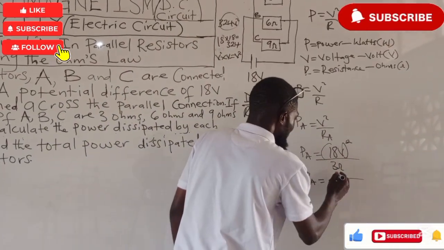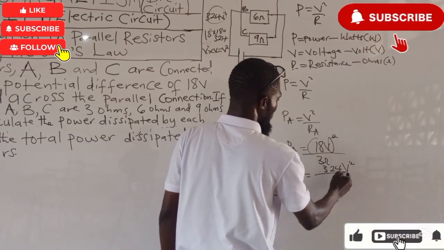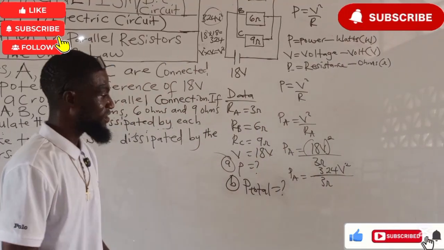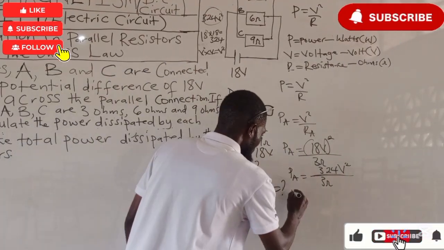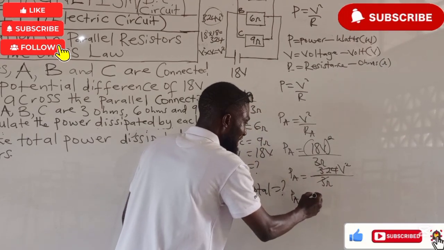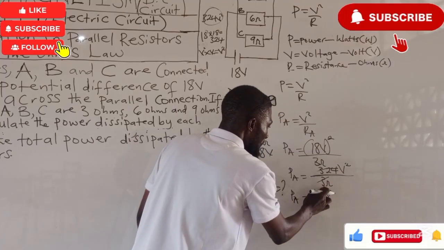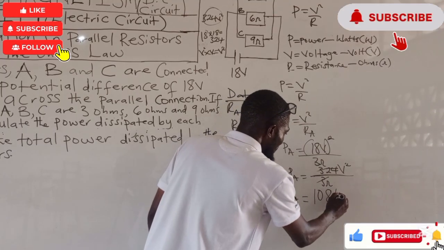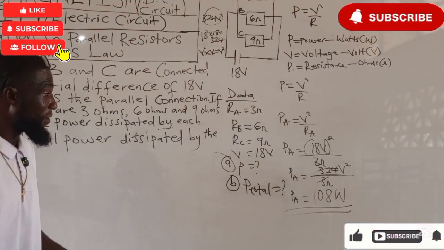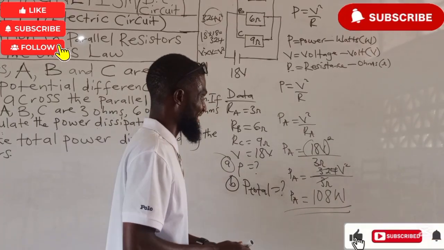So 18 times 18 is 324, while V times V gives V squared, over what we have here: 3 ohms. On this note, ladies and gentlemen, power A will just be equal to 324 divided by 3, and we have 108. V squared all divided by ohms automatically gives us watts. So we already have our answer for power A, and power A will just be equal to 108 watts.